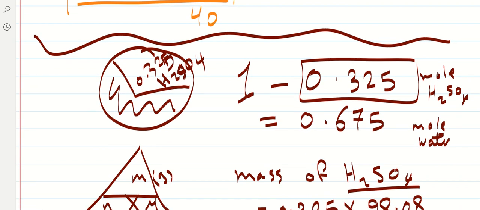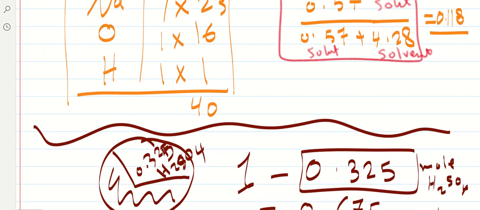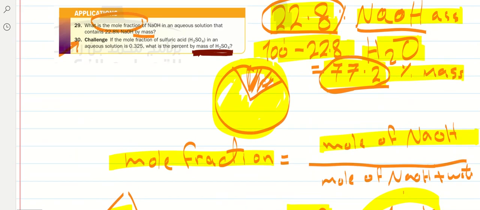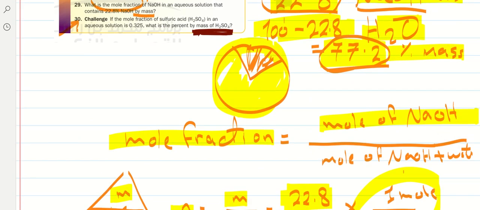The last question is really tricky, so let us read it and then explain it. This is one challenging question. What are they saying? If the mole fraction of sulfuric acid in aqueous solution, meaning there is water, is 0.325, what is the percent by mass?